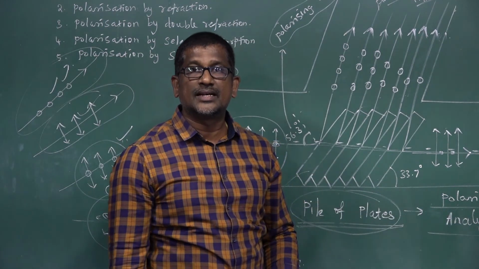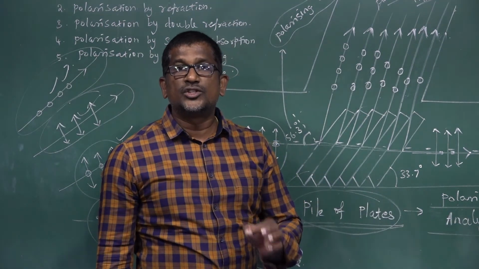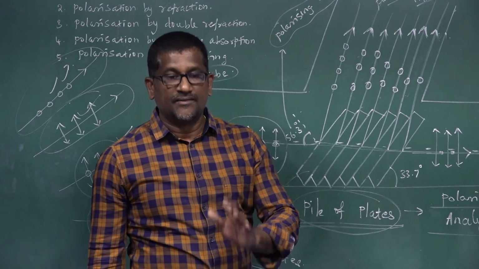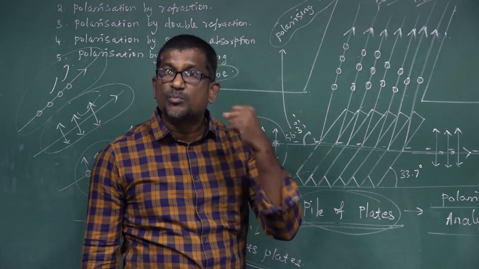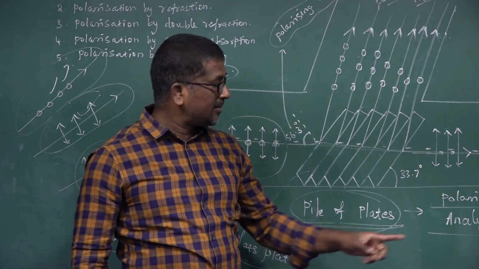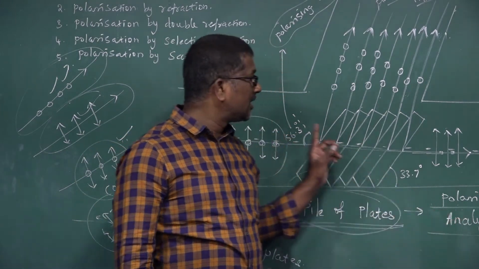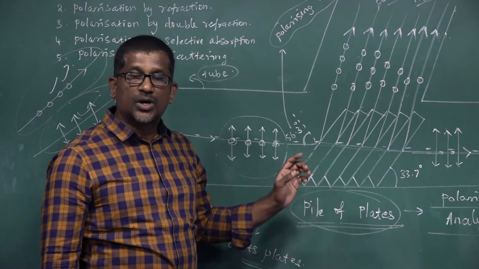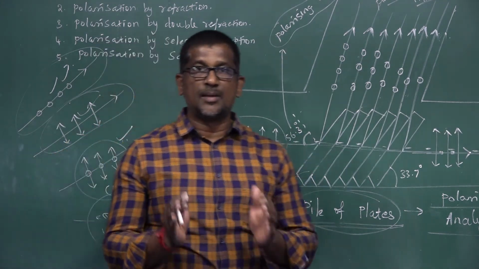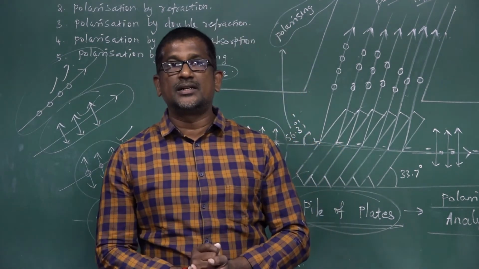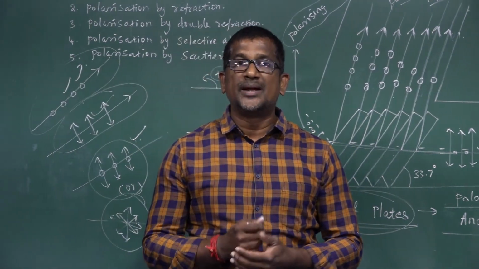What is meant by analyzer? A device which is used to analyze whether the light is plane polarized or not is called an analyzer. Here, pile of plates is used as both the polarizer and also analyzer. So, pile of plates is an arrangement which is used to produce plane polarized light.